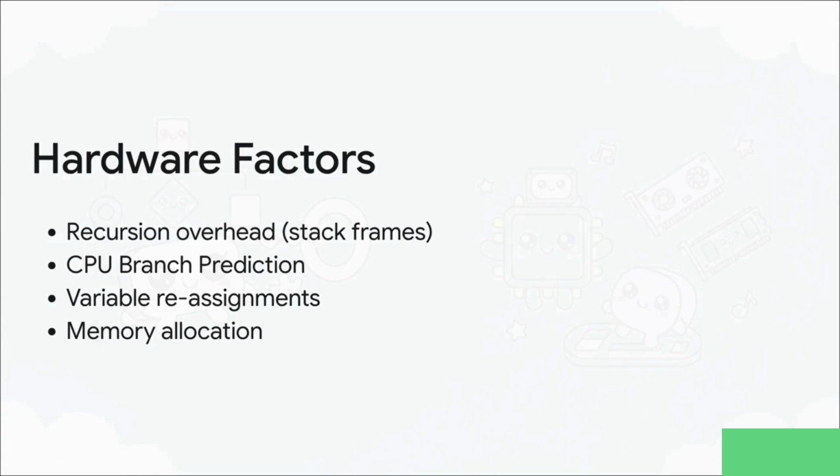The developer community really dug into this and found a few main culprits. First up, recursion overhead. Many elegant divide-and-conquer algorithms use recursive function calls, which means the computer has to constantly open and close new memory stack frames. That is incredibly slow compared to a flat, simple loop.